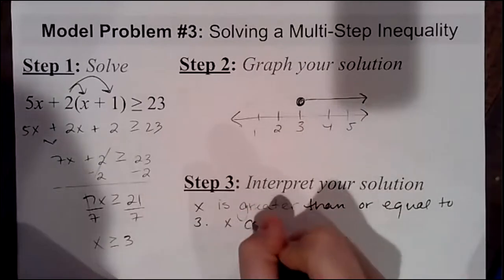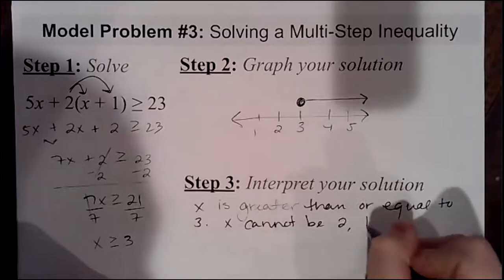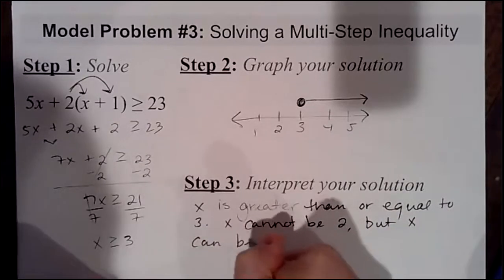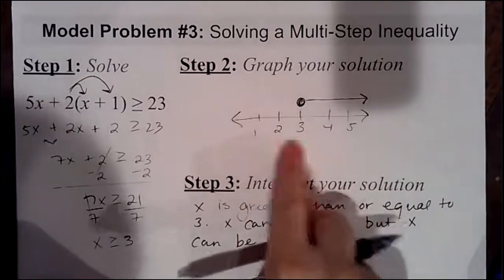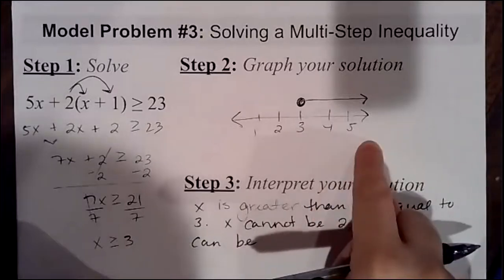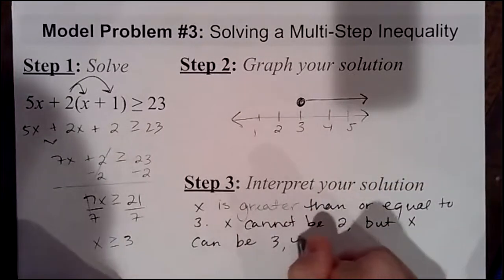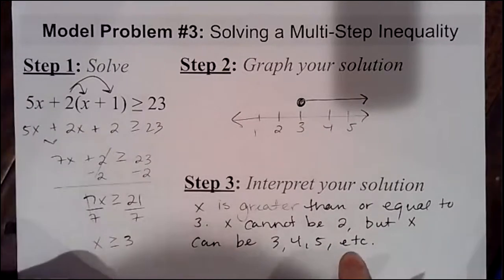x cannot be 2, but x can be 3. Examples: well, like I said, it can be 3 and so on. It can be 4 and it can be 5 and so on and so on. Okay. 3, 4, 5, etc. Etc. means you can keep on going.